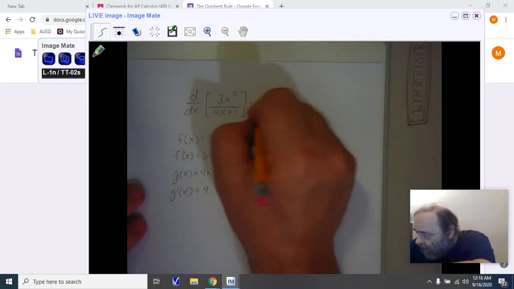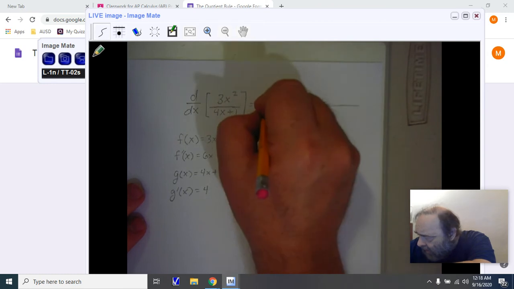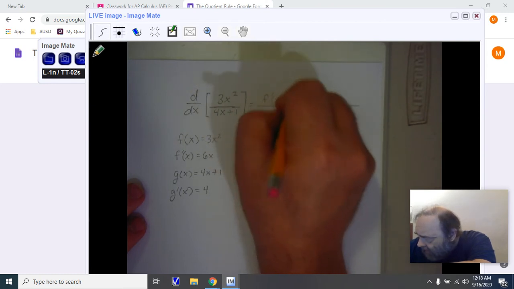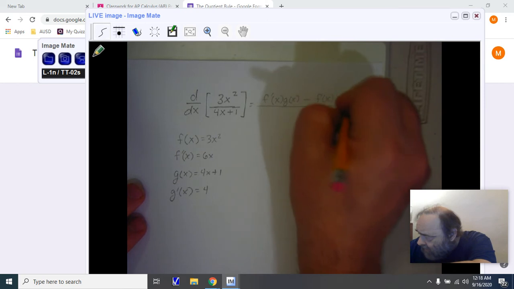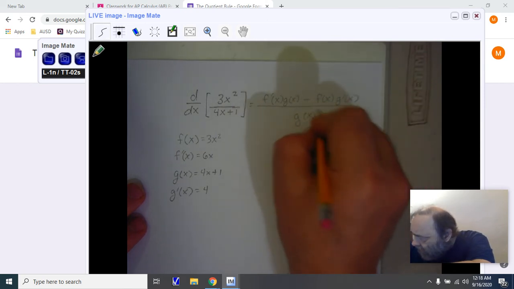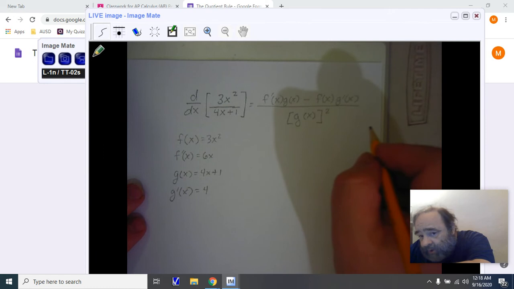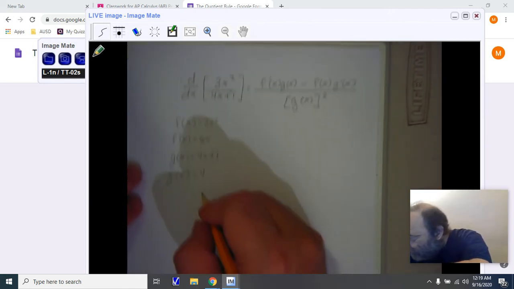We know we're going to follow our pattern. So the low d high, I'm going to put f prime of x, g of x, less high d low, f of x, g prime of x, square the bottom, and away we go. I'm now going to use a direct substitution for each of these pieces. So here, let's take a look.